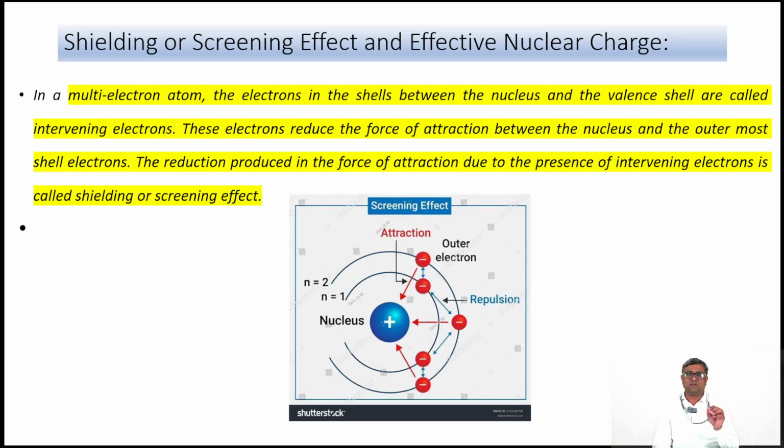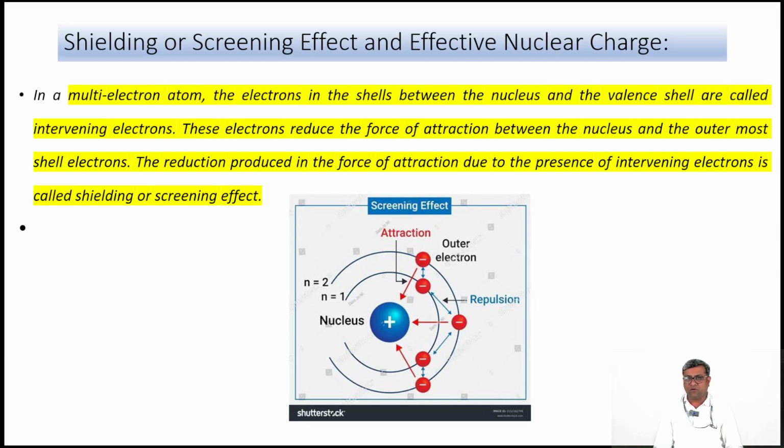These electrons in the shells between the nucleus and the valence shell, meaning the outermost shell, are called intervening electrons. Whatever electrons are present in between are called intervening electrons. Now, what do these intervening electrons do? They reduce the force of attraction between the nucleus and the outermost shell electron.